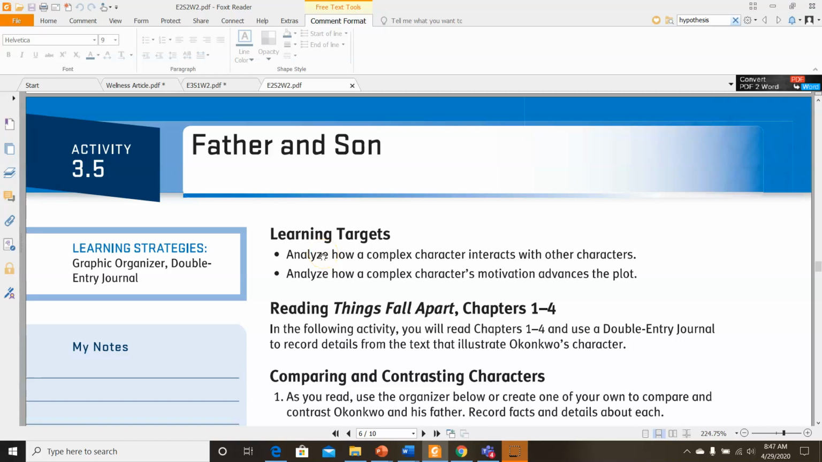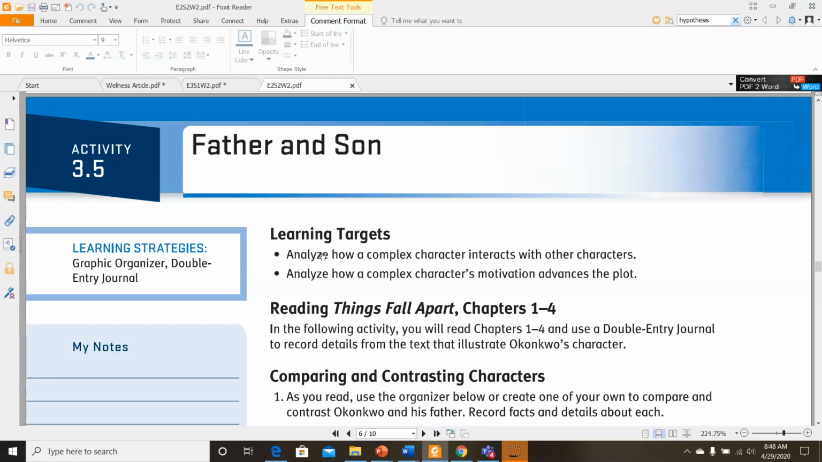In today's video, we're going to go over English 2 Semester 2 Week 2, Activity 3.5, Father and Son. Our learning targets for this activity are to analyze how a complex character interacts with other characters, and to analyze how a complex character's motivation advances the plot. So in order to complete this activity, you need to be reading chapters 1 through 4 and using a double entry journal to record details from the text that illustrate Okonkwo's character.